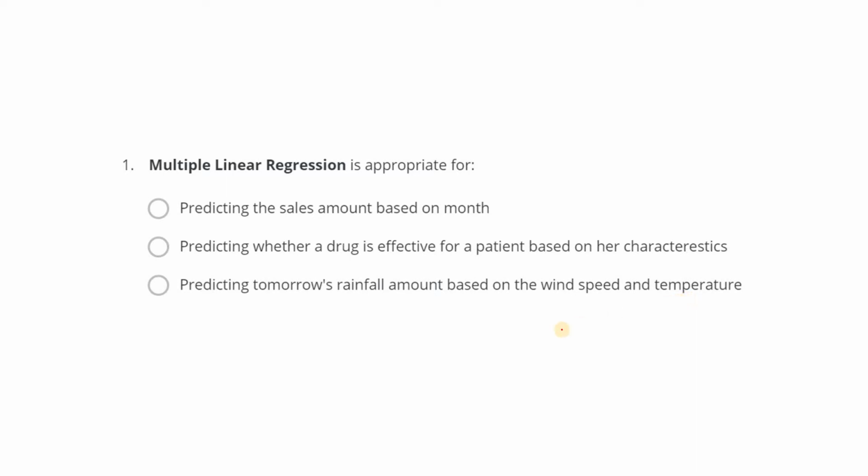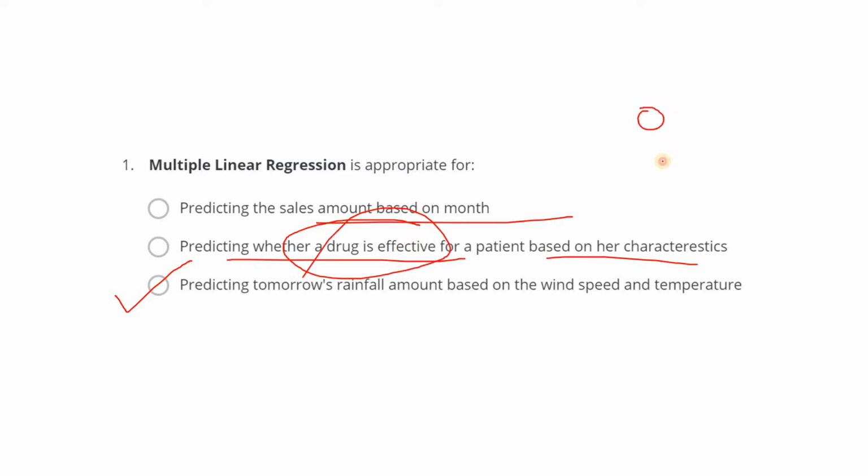Here I am explaining. No doubt the correct answer is option C, because here, based on month we have to predict sales amount, which is a single variable linear regression problem. Predicting whether a drug is effective for a patient based on her characteristics: multiple input features might be present, but this is a classification problem, not a regression. Predicting whether a drug is effective means either yes, the drug is effective, and the outcome will be 1, or else the outcome will be 0, right? So this is a classification problem, and option B cannot be the correct answer.